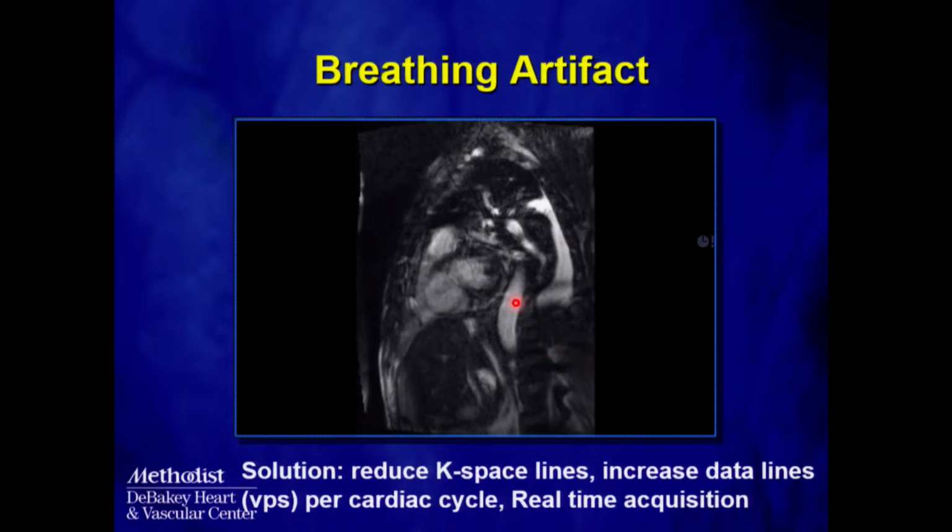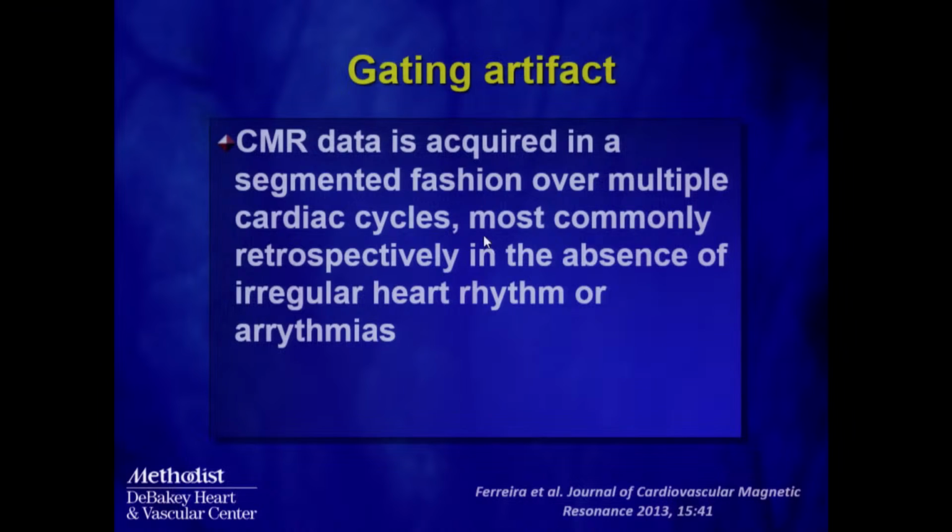Some of the solutions to minimize breathing artifact: I can shorten the acquisition time by reducing the sampling k-space lines. And sometimes you can add more lines every time you're acquiring data, more lines per volumes per second. And last but not least, similar to echo, you can go to real-time imaging acquisition rather than retrospective or segmented acquisition.